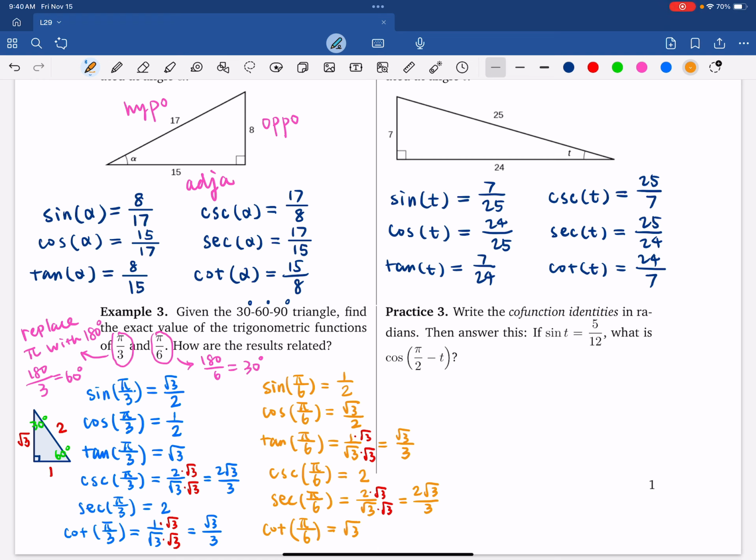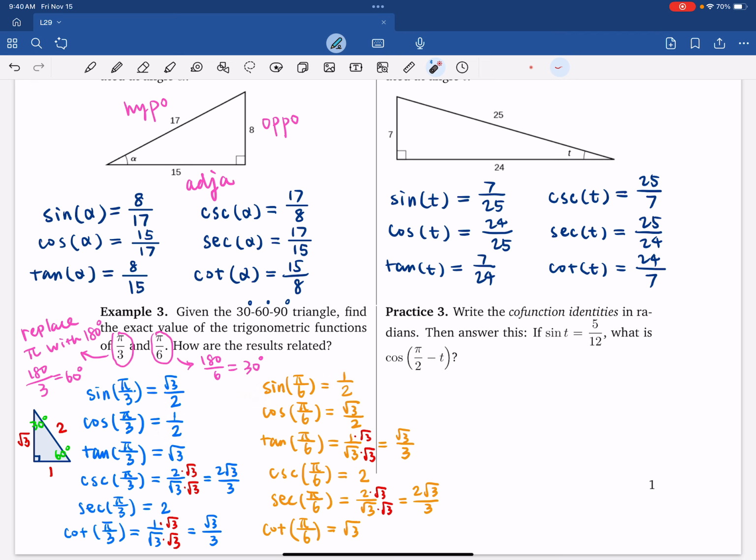All right, and then we have these 6 function values. Put them side by side, and let's see how the results are related, right? So we do see some similar values. Let's just look at 1 over 2. Right? 1 over 2 is easier to identify. So for pi over 3, the 1 over 2 is the cosine. And then for pi over 6, the 1 over 2 is the sine. And they are connected, right? As you can see right here, they're connected. They're the same value.